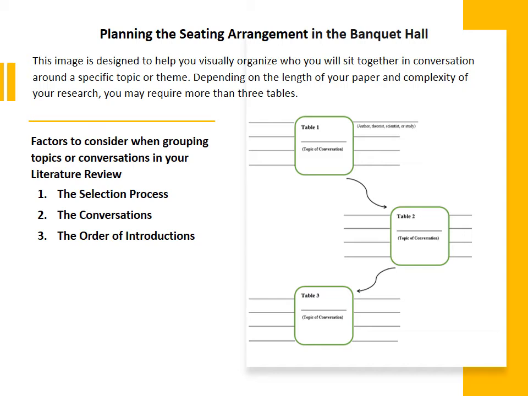As the host of the banquet, your task is to arrange the seating so that the authors, theorists, scientists, or studies engage in conversations about their agreements and disagreements in findings, methods, theories, interpretations, etc. Factors to consider when grouping topics or conversations in your literature review: 1, the selection process; 2, the conversations; and 3, the order of introductions.